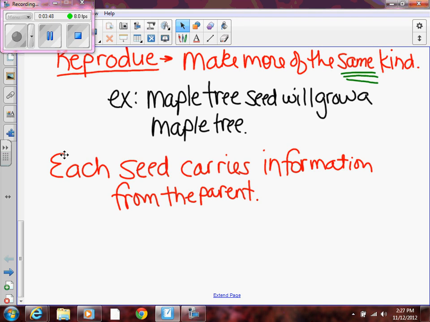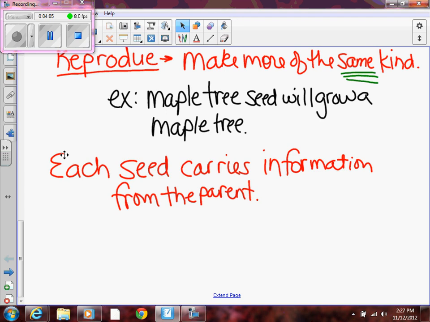Just like we have parents. Okay? I take after my dad. I have his coloring. Right? I have the same kind of eyes as my dad. I'm built the same way as my dad and his family. Okay? The same thing happens with each plant.